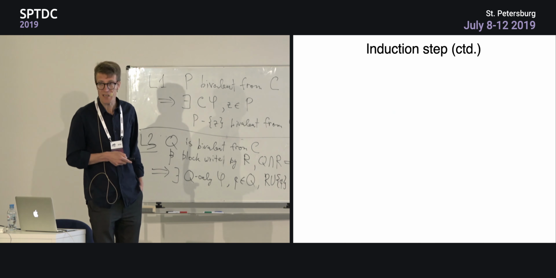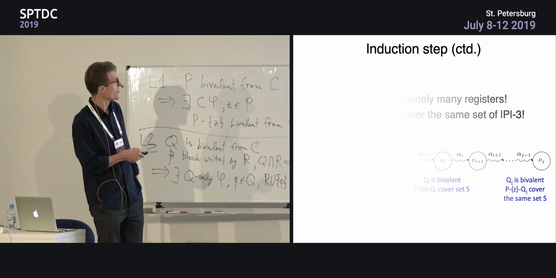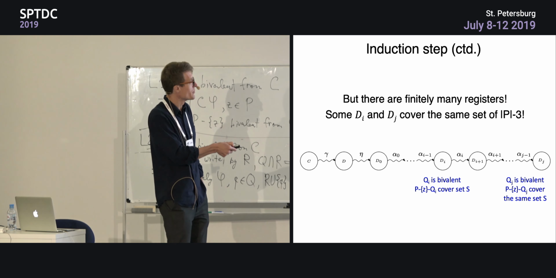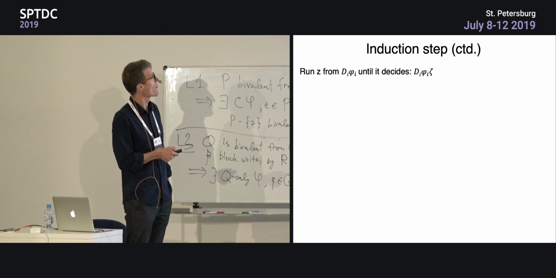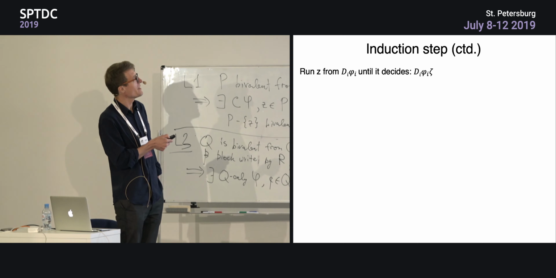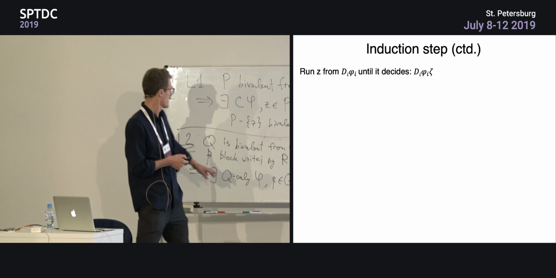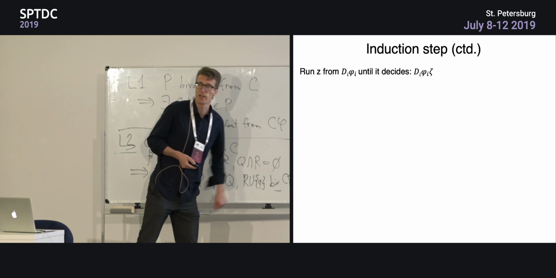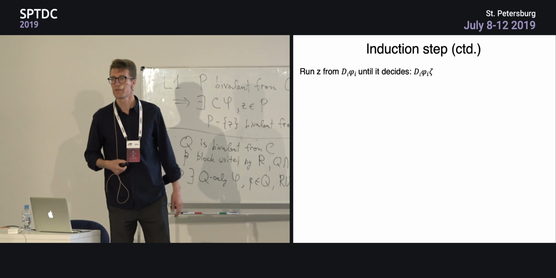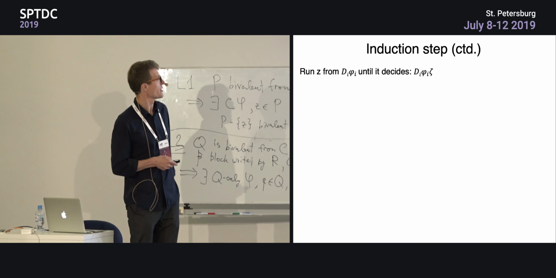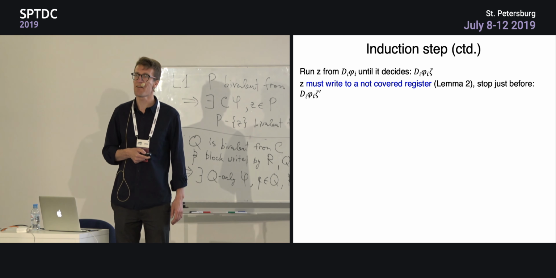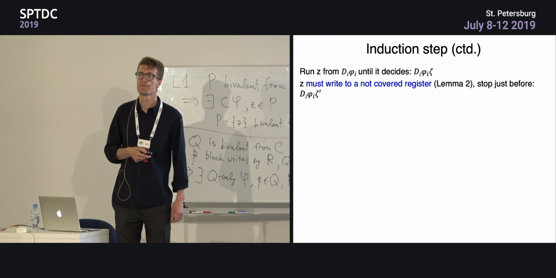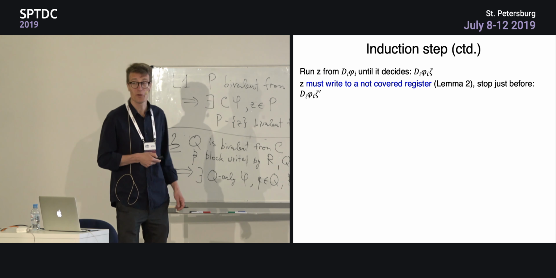Okay. So now we're going to zoom into this particular step. We run Z from DI phi. Remember that phi is this guy here, which I used to reach the block write. So I run it, and the claim here is that Z must cover something which was not covered in S, which is not part of S. Okay? How do I know this?